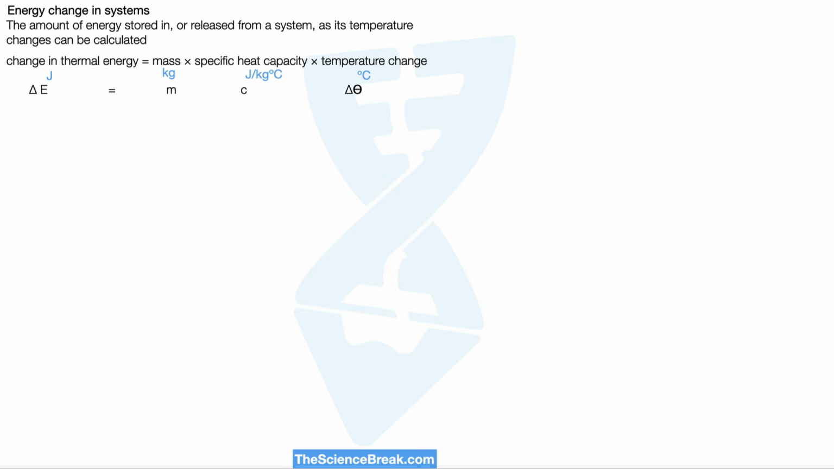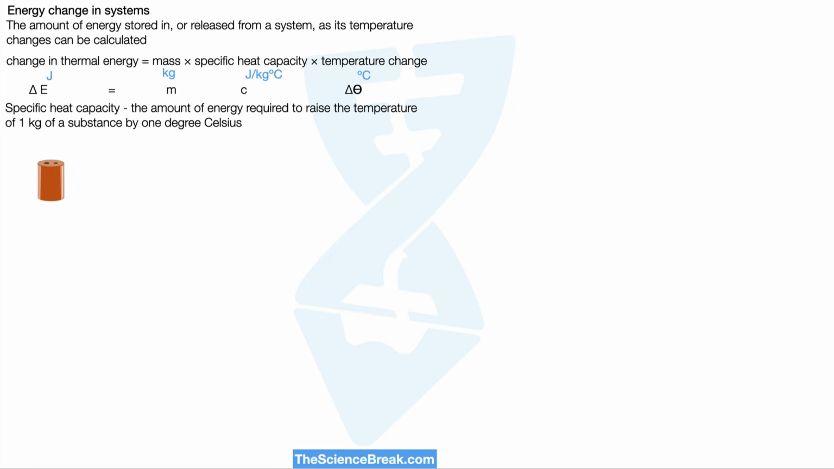Next, we're going to take a look at the definition of specific heat capacity. Specific heat capacity. This is the amount of energy required to raise the temperature of 1 kilogram of a substance by 1 degree Celsius. If you are asked the definition of specific heat capacity in the exam, that's what will get you the marks. Let's take a look to see what it means.